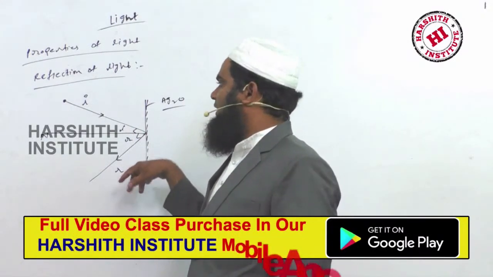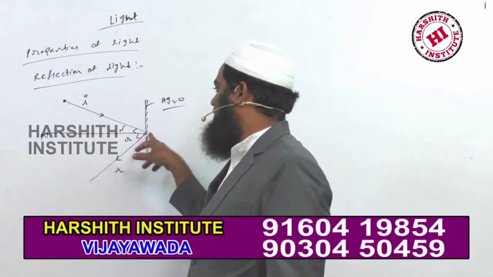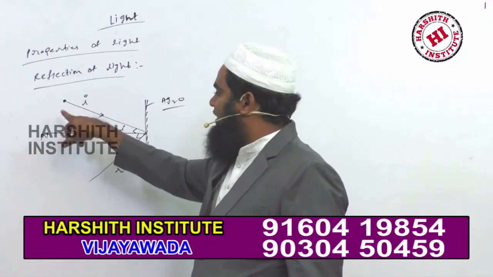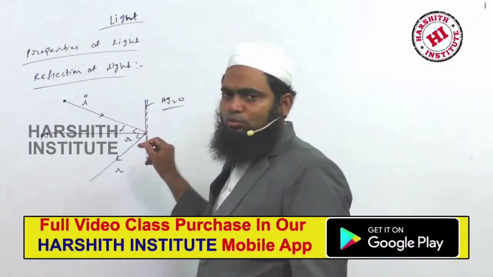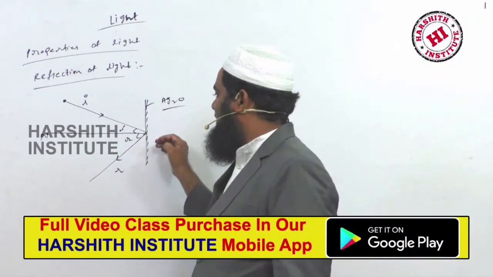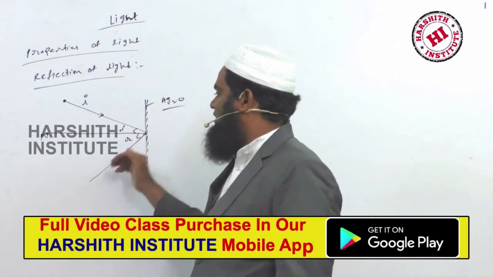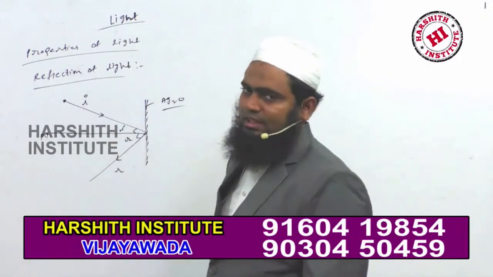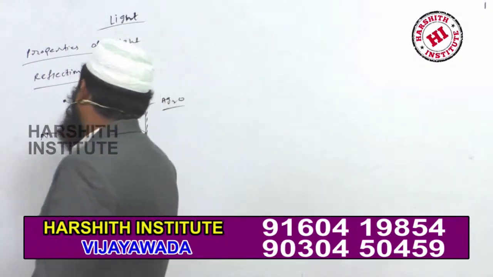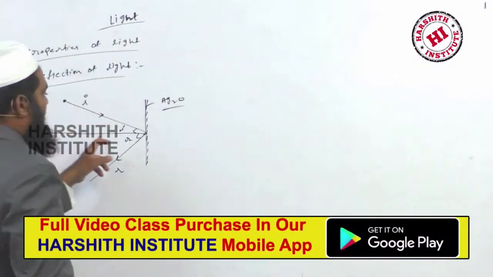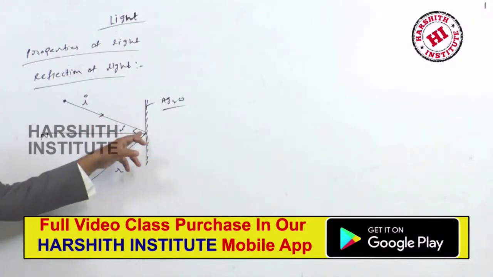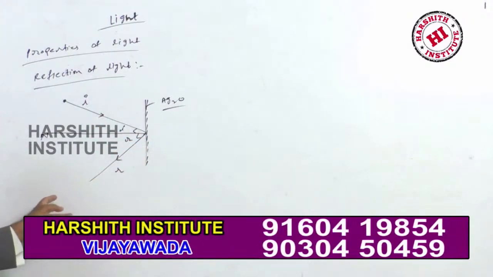When a beam of light falls on a mirror or any smooth surface, it comes back in the same medium. This is known as reflection of light. Once again, when a beam of light falls on any smooth surface, it comes back in the same medium. This is known as reflection of light.